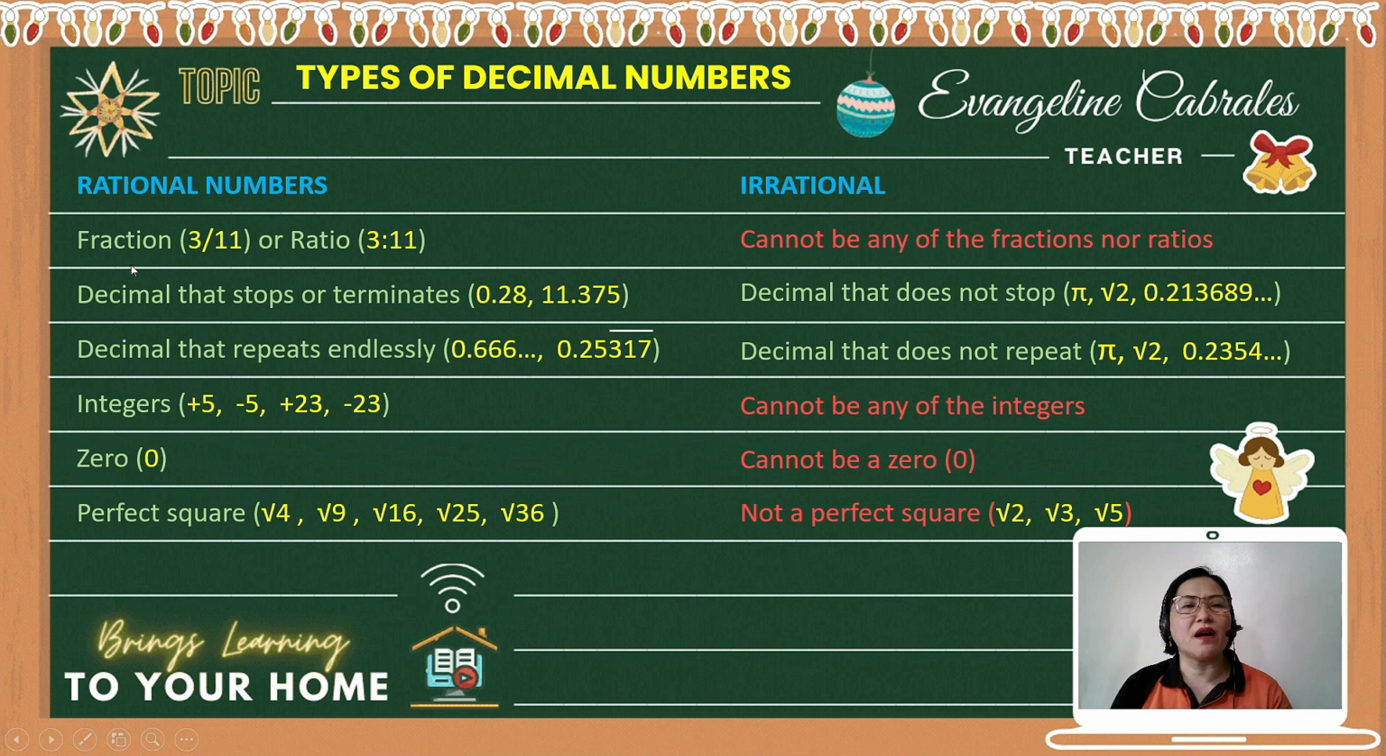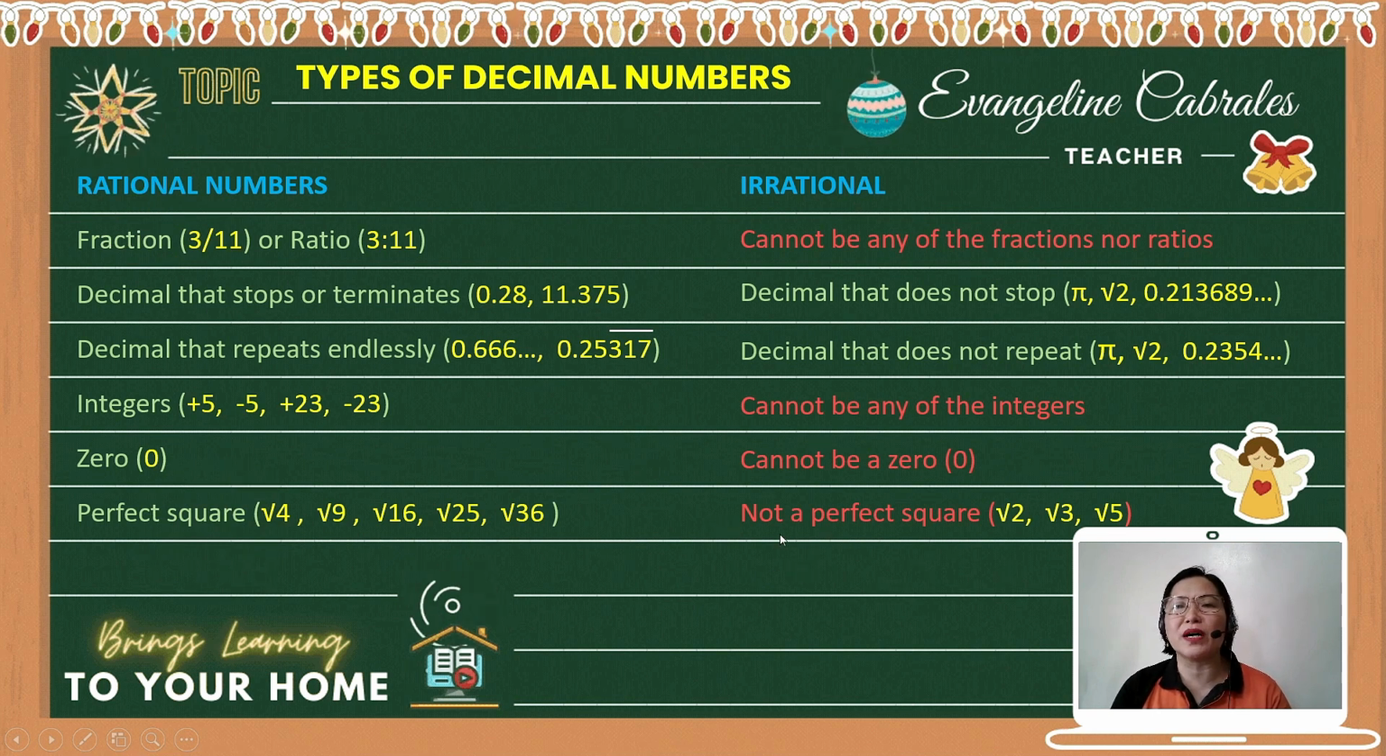Perfect squares are rational numbers. Kagaya nito, square root of 4 is 2. Square root of 9 is 3. Square root of 16 is 4. Square root of 25 is 5. And square root of 36 is 6. So, ang sagot ay whole numbers. At kapag ganun, ang tawag sa kanila ay perfect square. Kapag ginamitan ng square root na ang sagot ay perfect square, ito ay rational numbers.